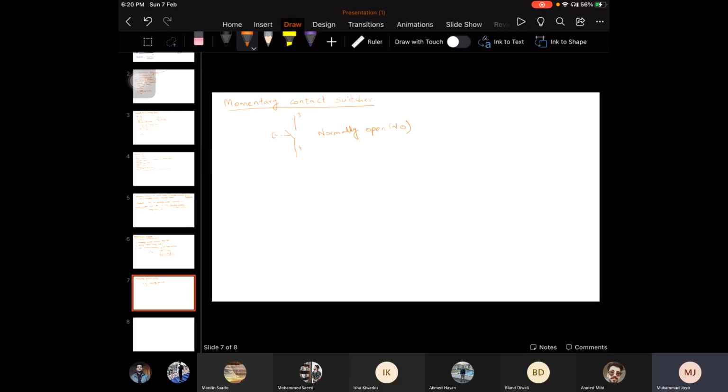This momentary switch also comes in a normally closed condition as well, and the symbolic representation is something like this.